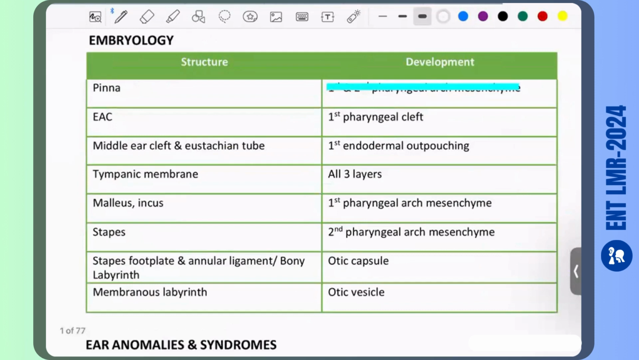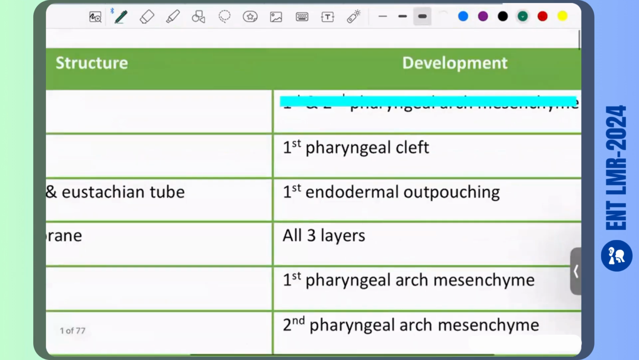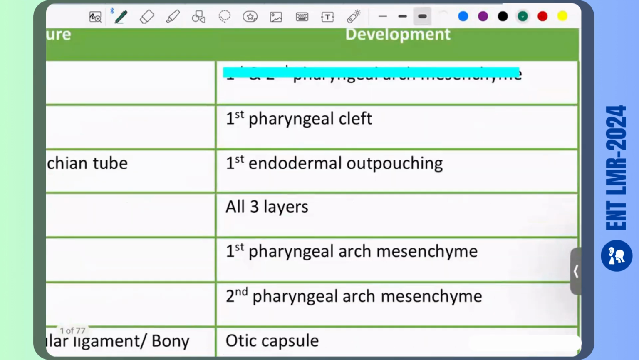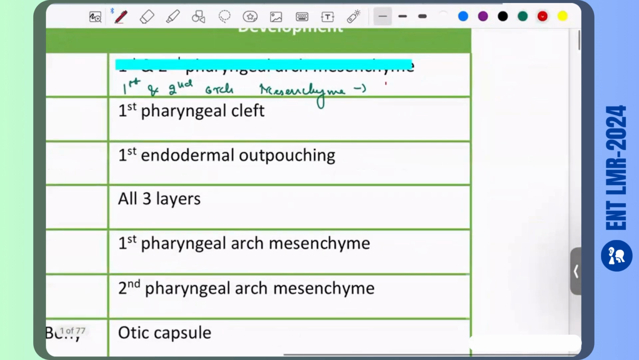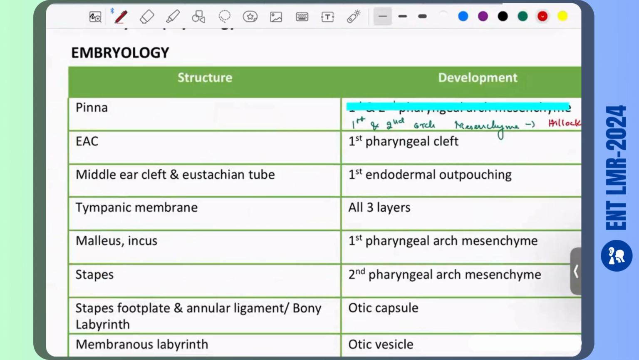Pinna develops from, so this one due to some PDF conversion mistake, just came like this, the first and second pharyngeal arch. Second arch mesenchyme, which develops into hillocks of ears. One thing you want to make very sure, the embryology of ear is very simple.